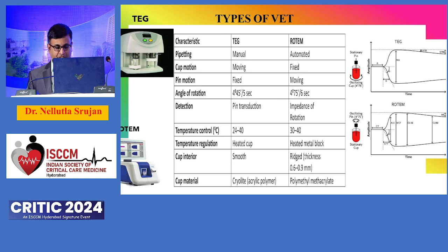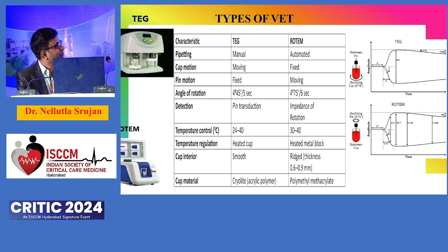Now coming to the different types of viscoelastic testing, it is done using two types: thromboelastography and rotational thromboelastometry, TEG and ROTEM. TEG works by measuring the mechanical properties of a blood sample as it clots and then breaks down, whereas ROTEM uses a rotational technique to measure clot formation and breakdown. It is performed with different reagents to assess different aspects of coagulation.